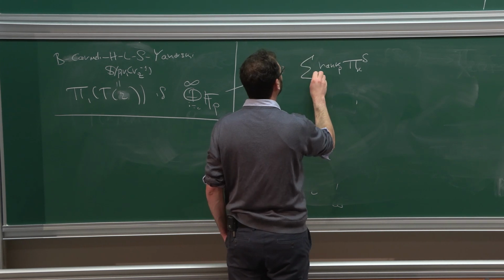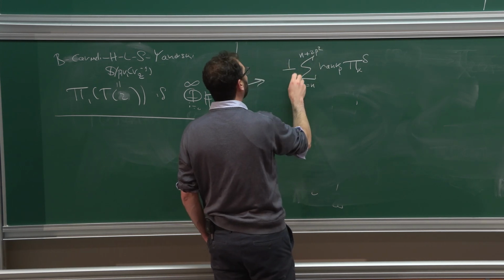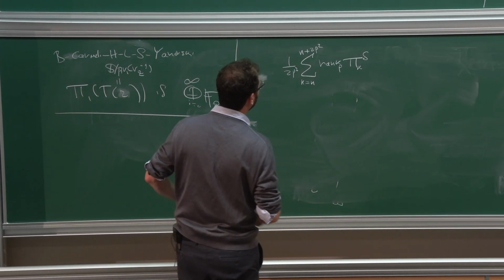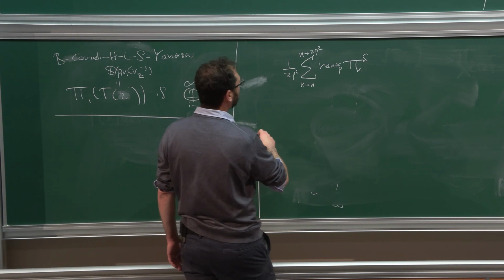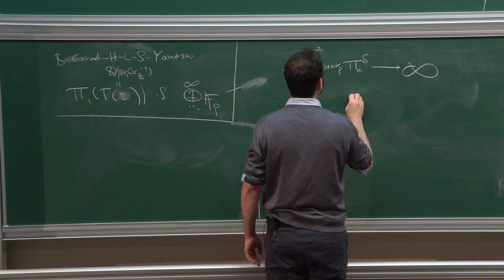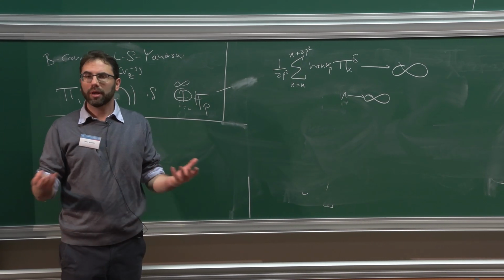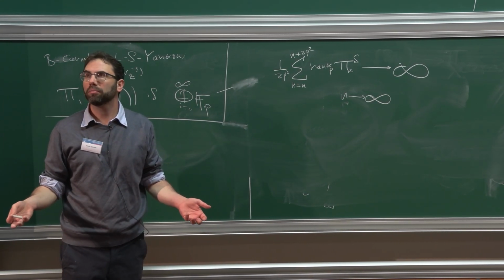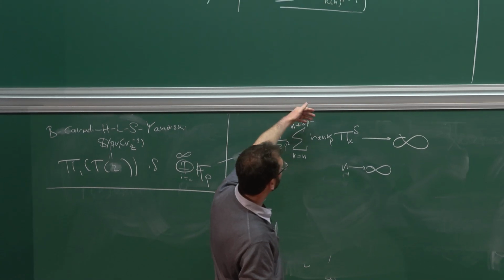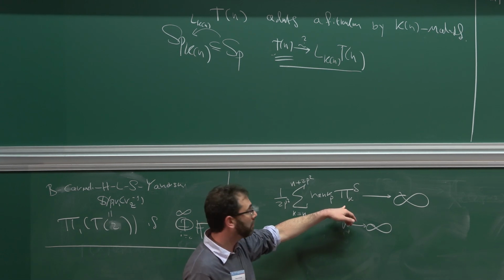So let's smooth it up a little bit, and then if we do a little bit of averaging, from this you deduce that this thing goes to infinity as n goes to infinity. So it already gives you a lower bound on how the stable stems grow. Note that the original thing that we had with this image of J only told us that this is bounded below by some specific constant.